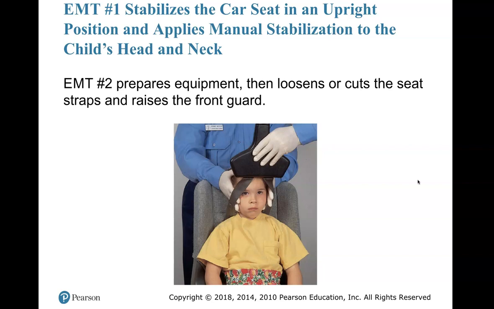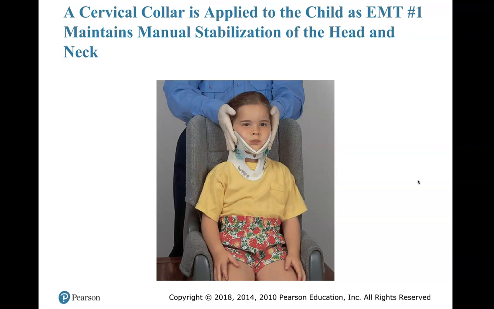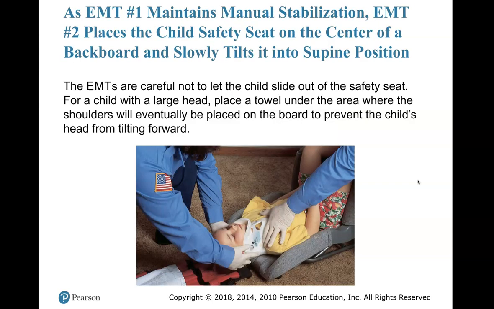EMT-1 stabilizes the car seat in an upright position and applies manual stabilization to the child's head and neck. EMT-2 prepares equipment, then loosens or cuts the car seat straps and raises the front guard. The cervical collar is applied to the child as EMT-1 maintains manual stabilization of the head and neck. As EMT-1 maintains manual stabilization, EMT-2 places the child safety seat on the center of the backboard and slowly tilts it into the supine position.